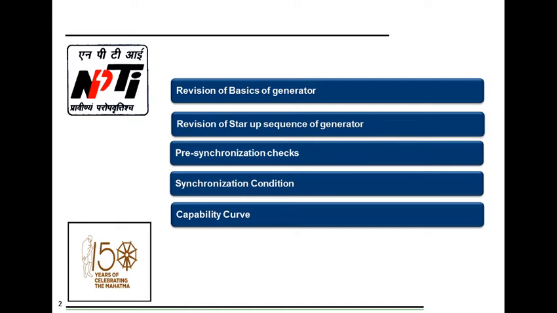Then we'll be discussing the pre-synchronizing checks, means before synchronizing what are the important parameters that need to be checked and verified whether they are healthy or not. Then we'll be going to the synchronizing conditions. And last we'll be discussing the generator capability curve. What is this curve and why is it used for? We'll be discussing this and we'll be plotting this curve.